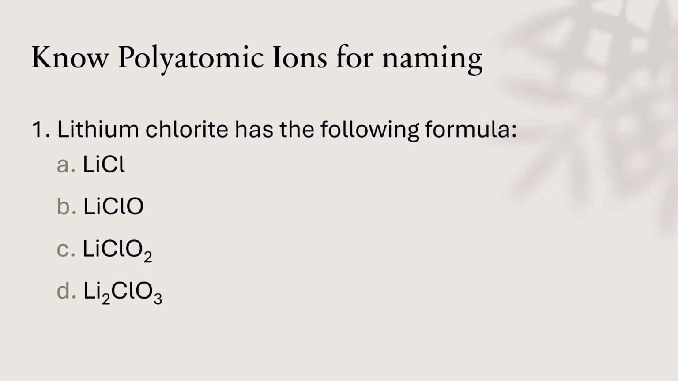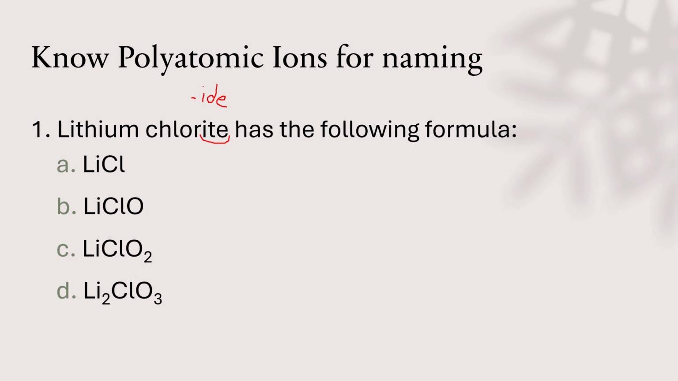So the problem we have here gives us lithium chlorite as the name and wants us to figure out the formula. One key to figuring out if a polyatomic is involved by looking at the name is to look at the ending. In this case, chlorite ends in ITE. Now, most of the time, if it's not a polyatomic, it's going to end in IDE. There are exceptions to this, such as cyanide, for example, but most of the time when it ends in IDE, that's an element from the periodic table, not a polyatomic.